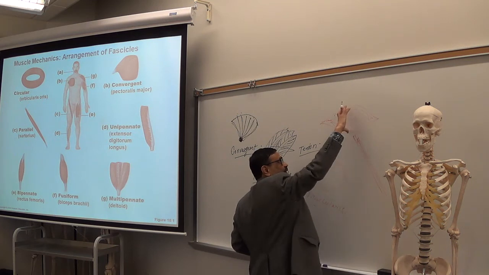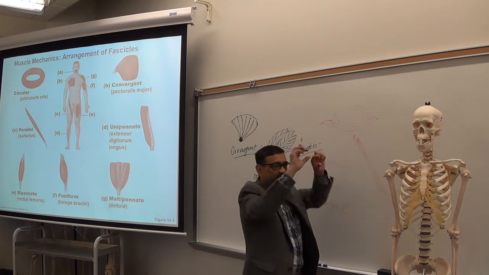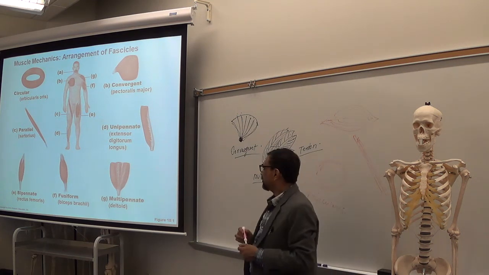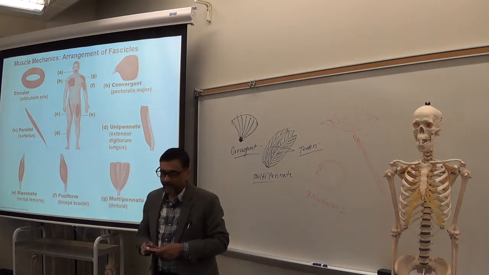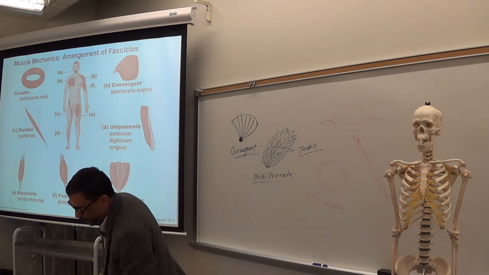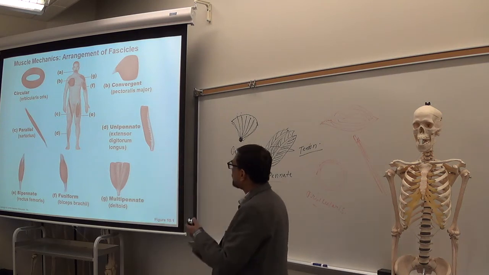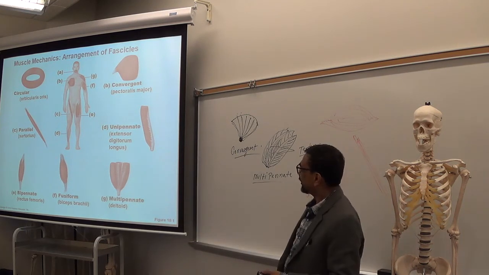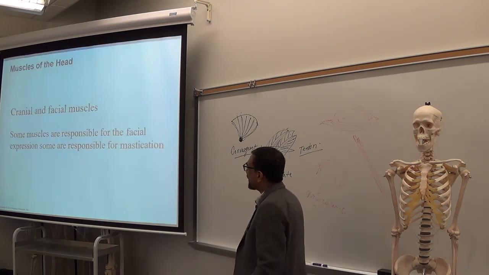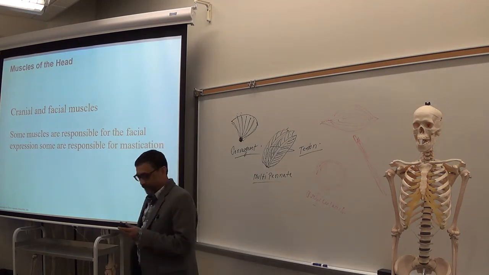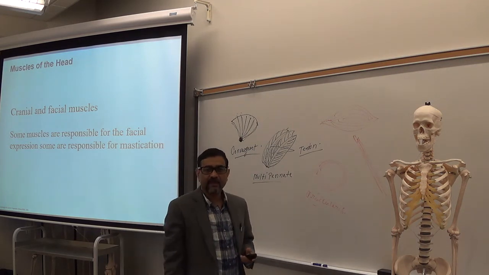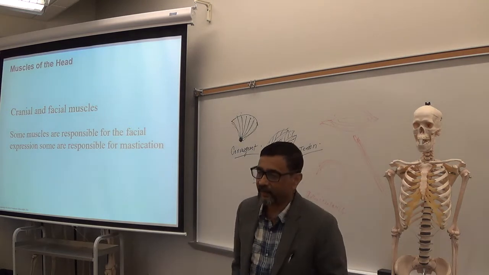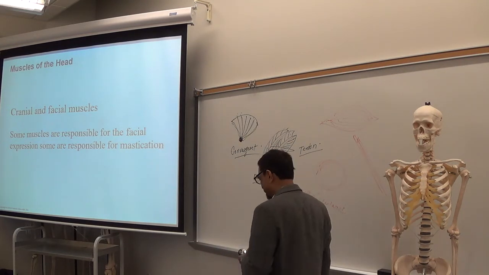Middle part is wider, ends are pointed. So those are different types of arrangement of the muscle fibers. So different muscles have different arrangement of fibers. Okay. Now we will see the cranial and facial muscles.